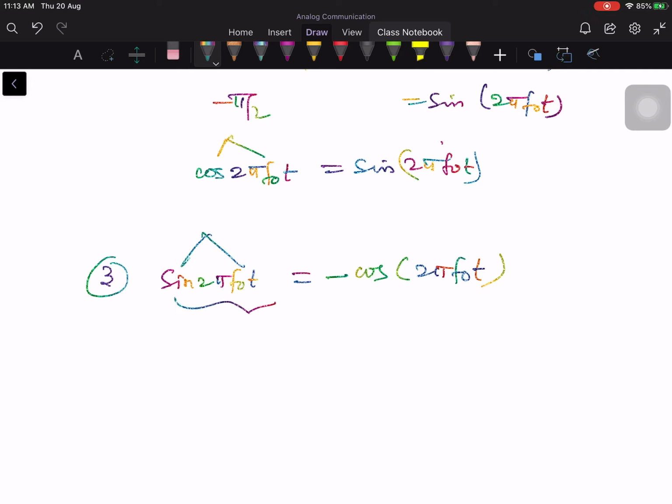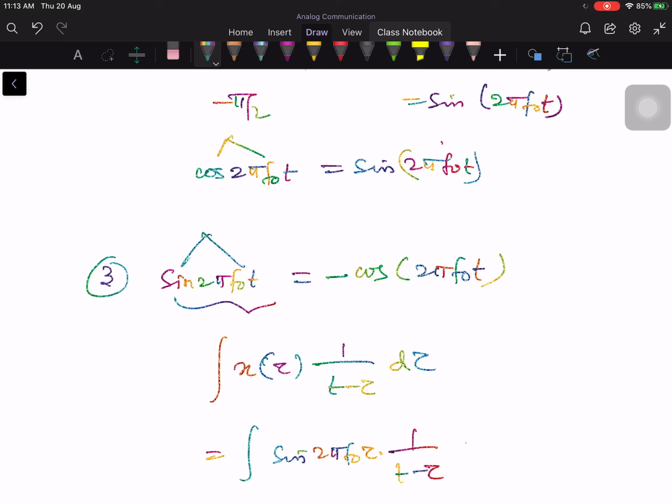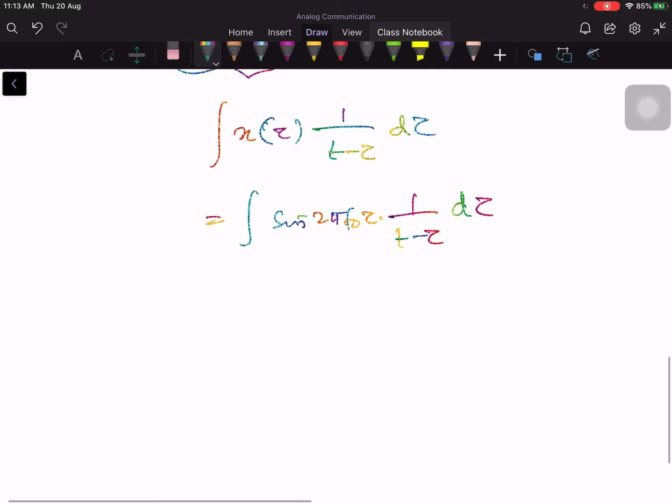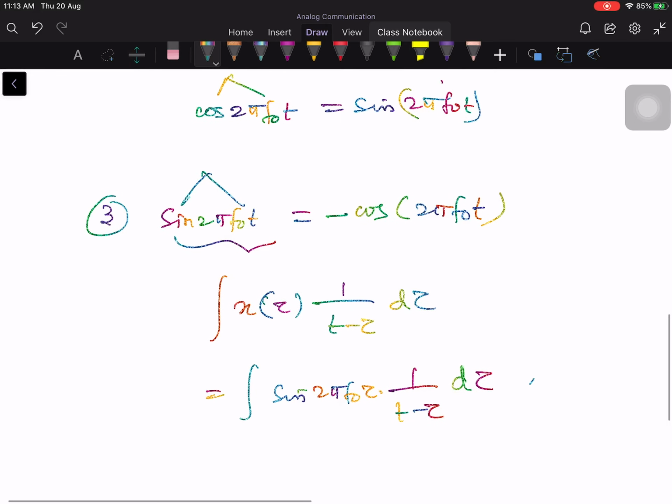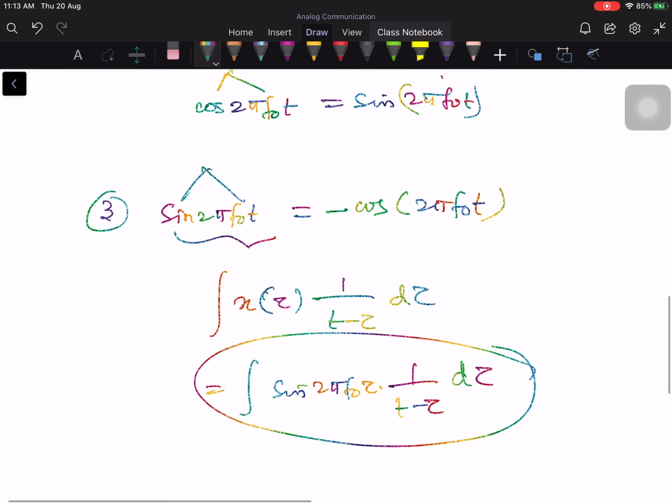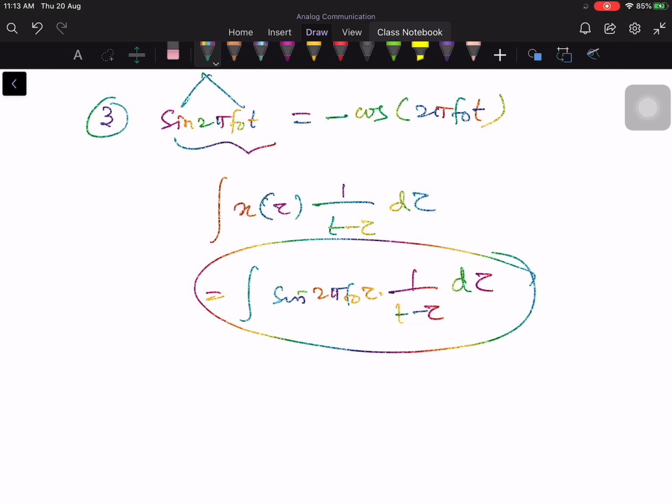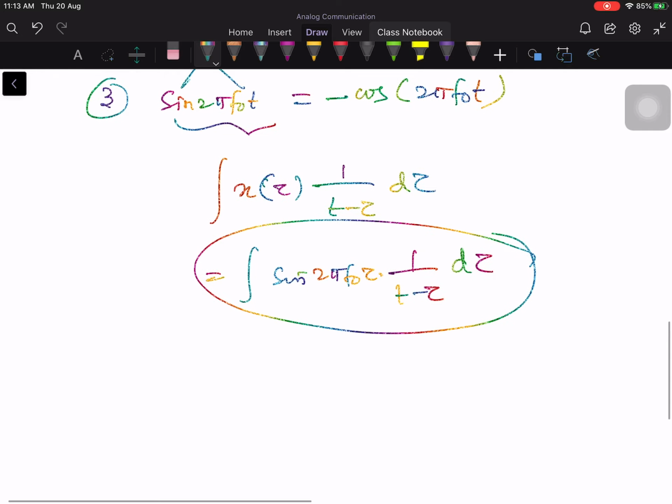You need not go to x of tau times 1 by t minus tau d tau, with x of tau equal to sine of 2 pi f naught tau multiplied by 1 by t minus tau and d tau. So this kind of circus is not needed. Simply by applying the concept, you can find the Hilbert transform of sine 2 pi f naught t and cosine 2 pi f naught t.